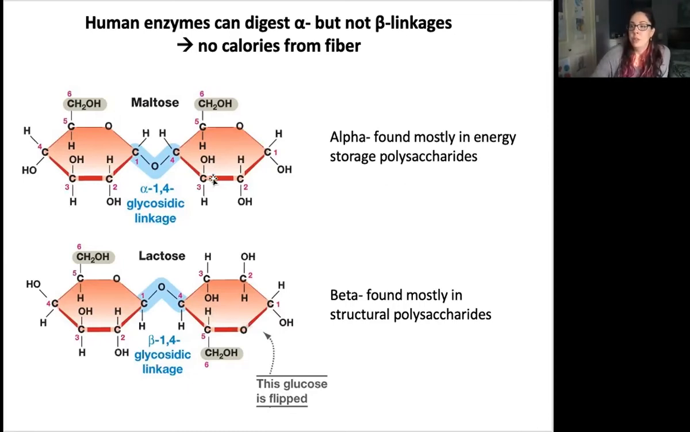So energy storage molecules tend to have this kind of linkage, this V shape, and we have an enzyme that can fit into there and break these apart. So when you eat starch, the enzyme breaks them apart, and you get a bunch of glucose released. The beta form that's found in structural polysaccharides, we can't break that down. The only thing that happened is this one glucose flipped around, but our enzyme can't fit to break that apart. And so when you eat something that's got lots and lots of fiber, you don't get energy from it. We can't digest fiber, but Beano can.